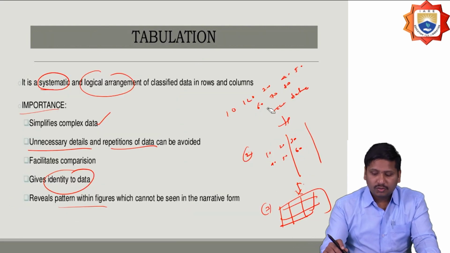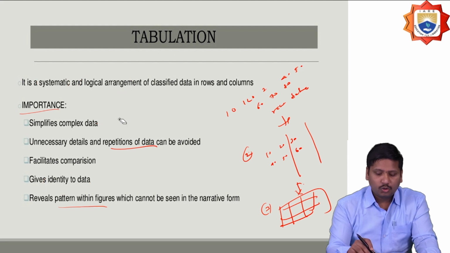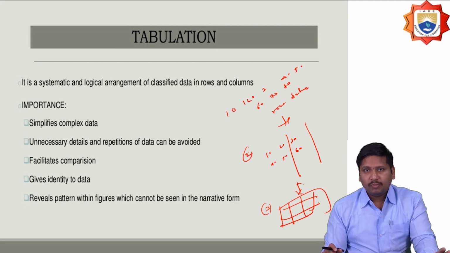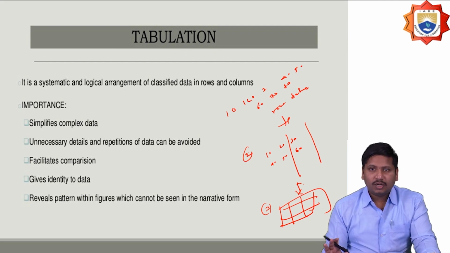Tabulation is where the data is organized into different table forms, so that it can simplify complex data, unnecessary details and repetition of the data can be avoided, and it facilitates quick comparison. It also gives some identity to the data, and it reveals patterns which figures cannot show in narrative form.